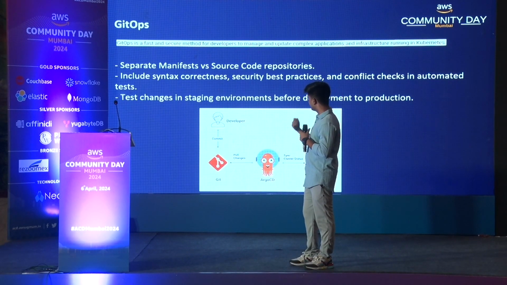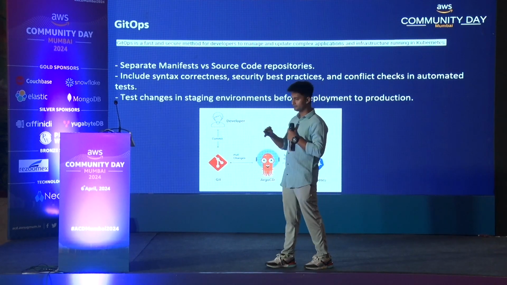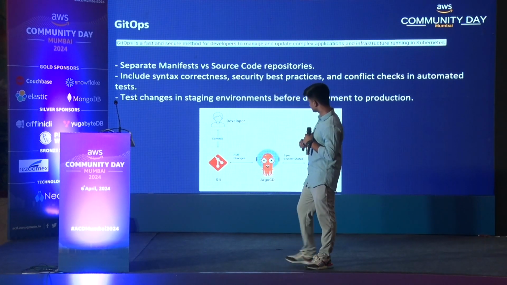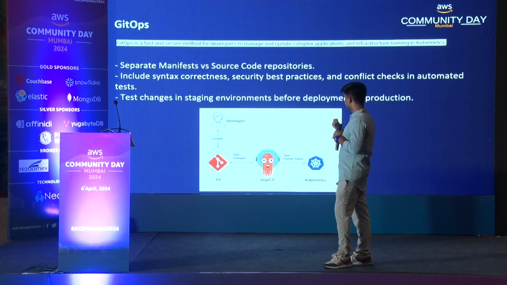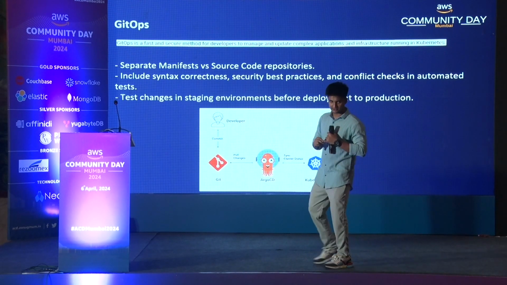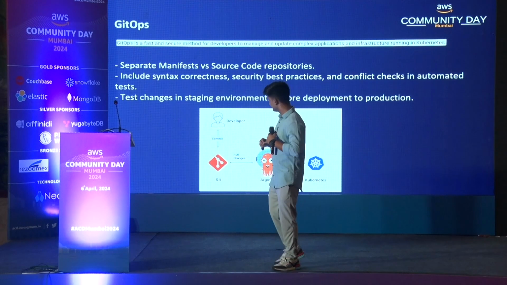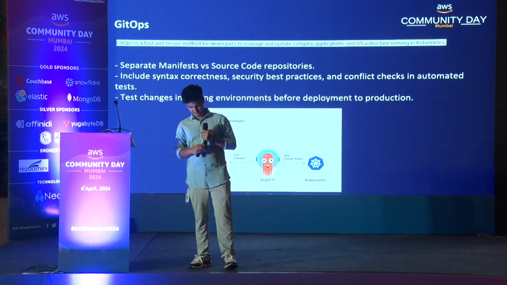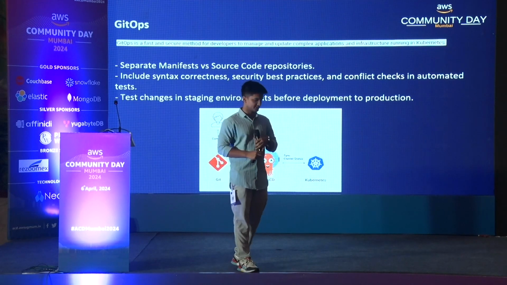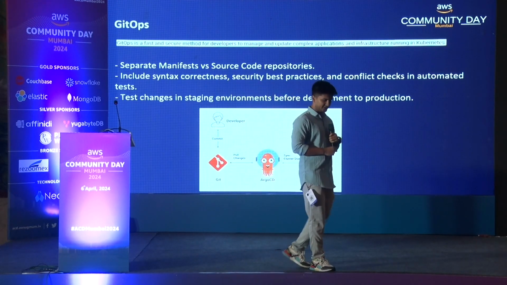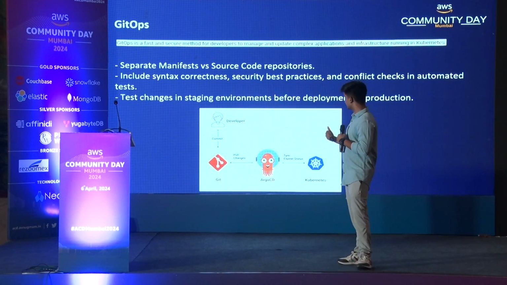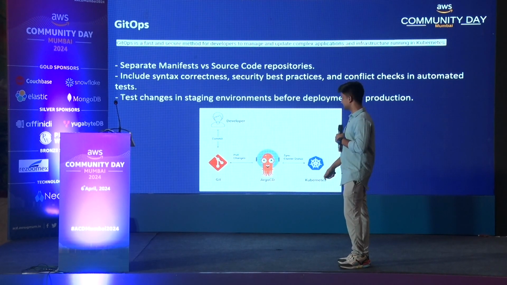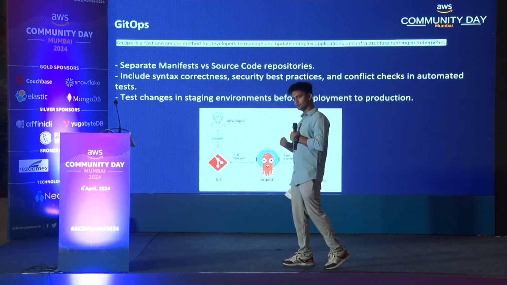Second is implement syntax correctness and all the different tests whenever you have GitOps. So you can add syntax correctness, security best practices, and also conflict checks to make sure that whatever you're creating is actually good. And always check changes in staging before you apply in production. This I can tell you with experience because I have done very bad things to my customers, so I don't want you to do that. So always test changes in staging environments before you move into production.